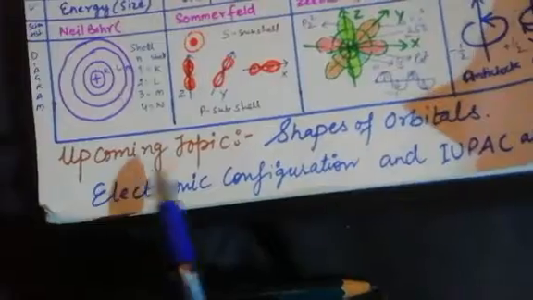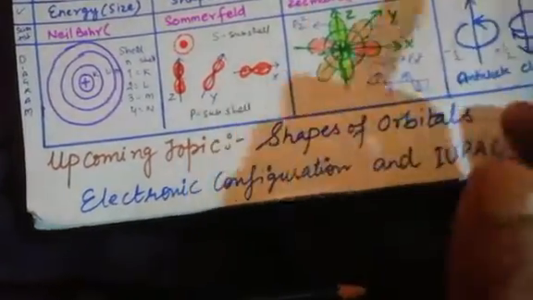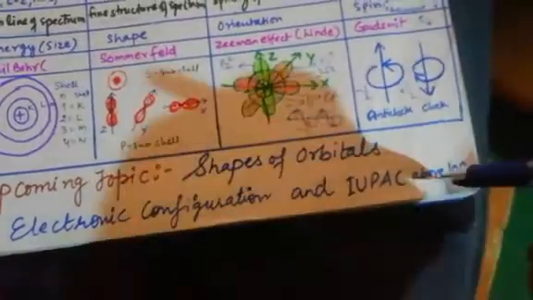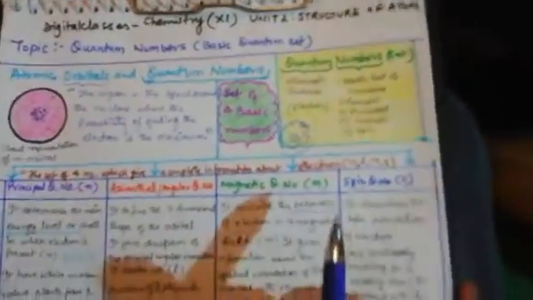And now the upcoming topics, or the last topics left of this chapter, are shapes of orbital, electronic configuration, and IUPAC above 100.